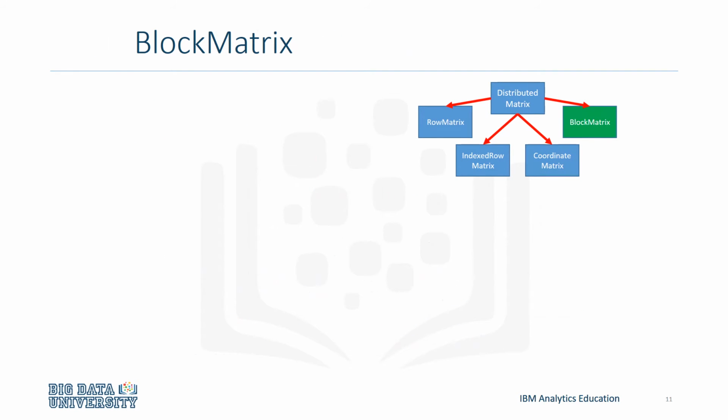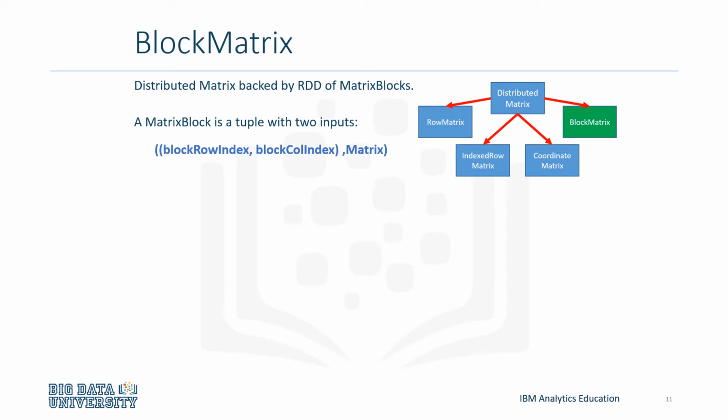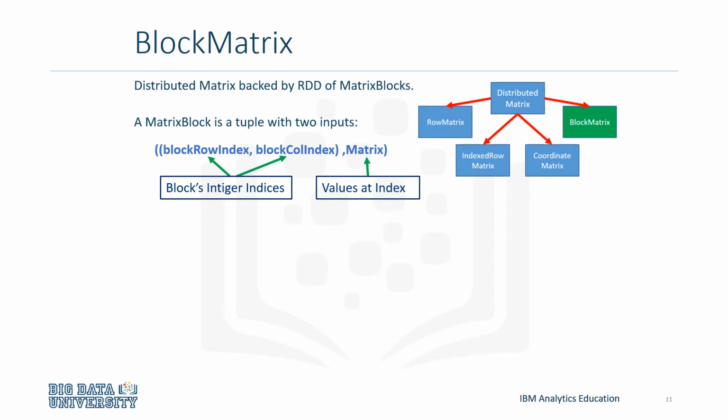We have finally made our way to the block matrix. A block matrix is a distributed matrix that is backed by an RDD of matrix blocks or submatrices. Think of a matrix block as a subsection of our block matrix. It is defined by a tuple with 2 inputs. The first input is another tuple, containing the coordinates that define where our matrix block starts. In other words, its row and column indices. The second input is the submatrix itself and the values that it contains. This matrix can either be dense or sparse.